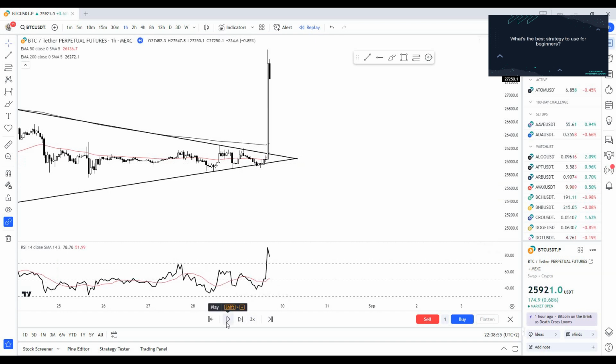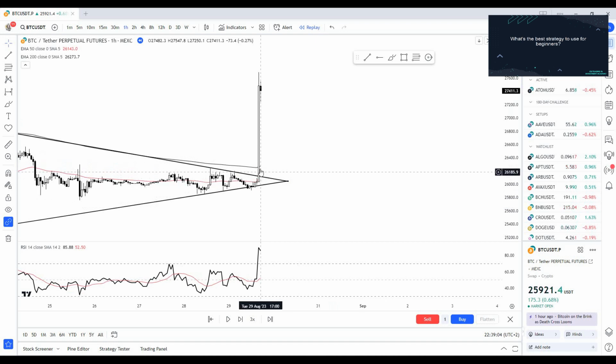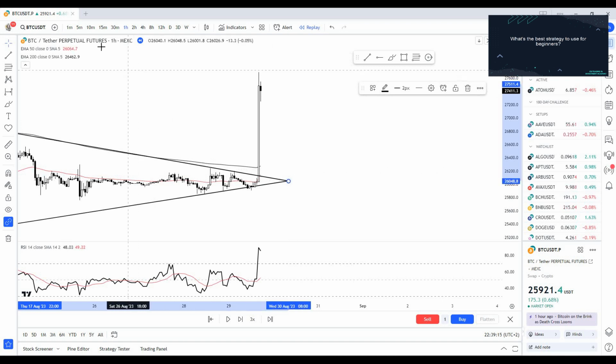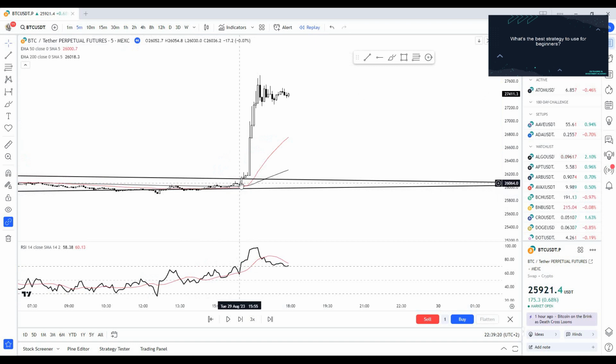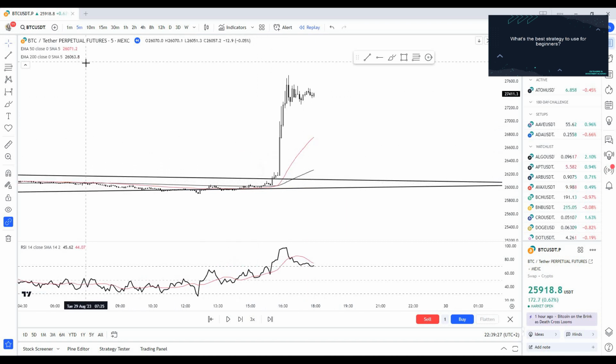Then eventually we had that bump a while ago, last week. And as you can see, this was just one big candle breaking out. There was no retest, so you could not have entered that unless you were probably watching the 5 minutes. You could see it break out, have a small retest, but eventually you want confirmation.